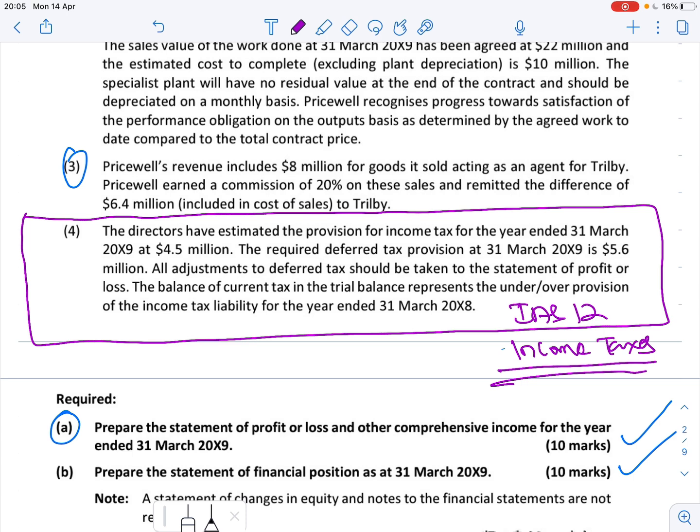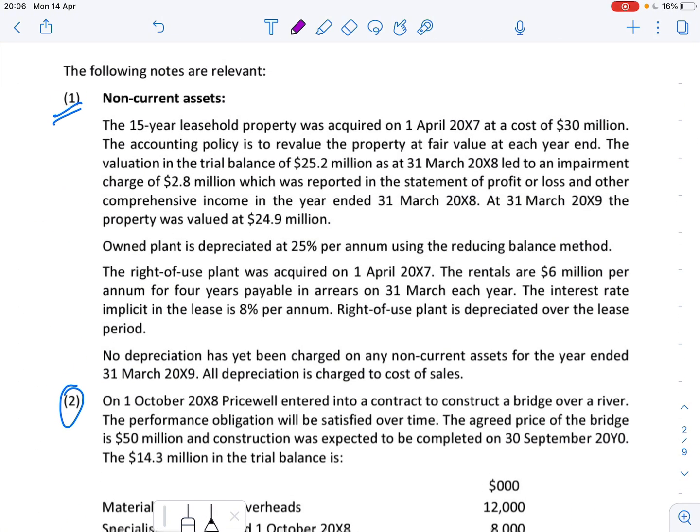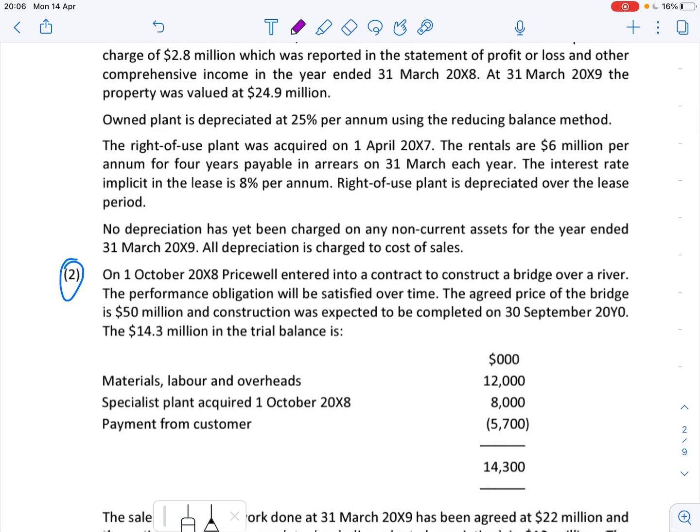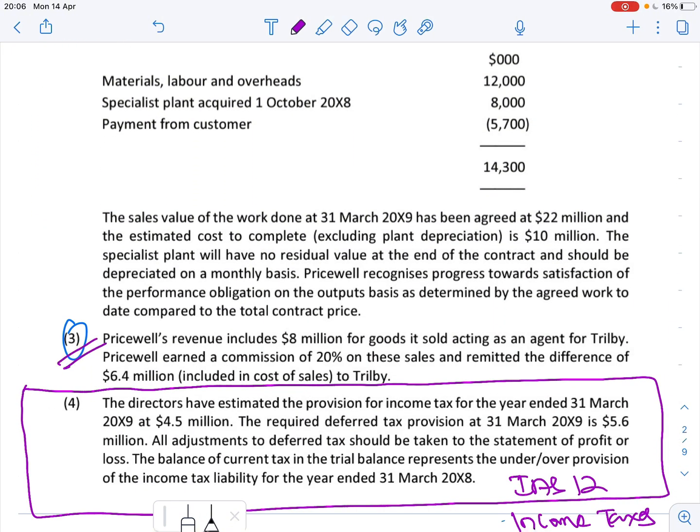I just wanted to show you how to go about this, and for the remaining notes, you can be dead sure this is going to be something that I'm going to be looking at in another video. So I will show you the concept of this non-current asset. How to go about it is not anything difficult. Now, for construction contracts, a lovely idea, I'm going to be showing you that concept as well. And then this note 3, I'll also show you the way to go about it.